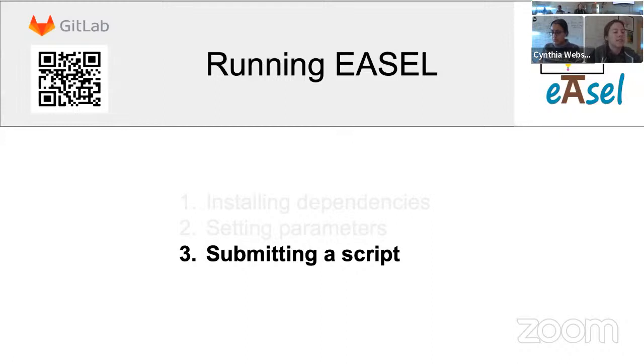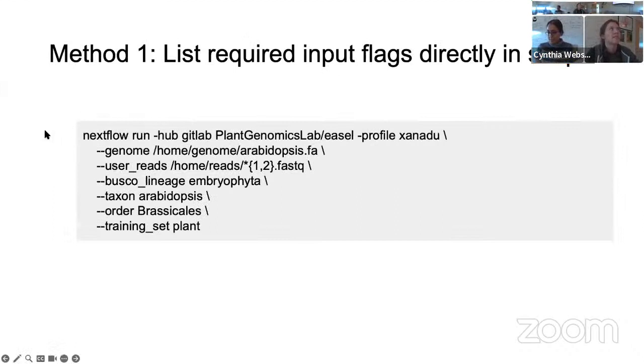Okay, so finally, we're going to talk about how to submit a script. At the very end of this, we will take a break, but I'm going to show you where you can test run a fake script or a real script with fake data. So there's two methods. Method one is just listing the required input flags like so. This line's always required. You need to include the GitHub GitLab. Nextflow doesn't like GitLab as much. If you were on GitHub, you don't need this, but we're on GitLab. And then our repository, which is Plant Genomics Lab EASEL. And then this profile, which I will explain more. Profile in this case could be Docker or Singularity.